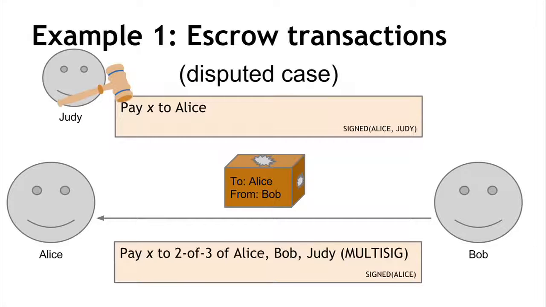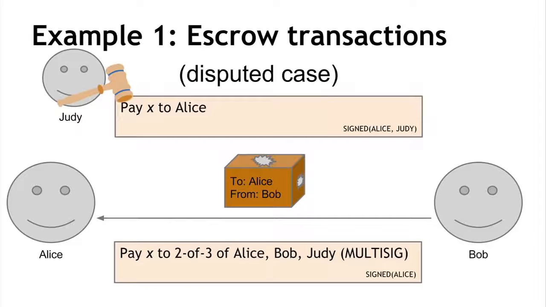Judy's going to have to decide which of these two people was honest, which one doesn't deserve the money. And if Judy decides that Bob cheated, Judy will be willing to sign a transaction along with Alice, sending the money from escrow back to Alice. So Alice and Judy can get together. That's 2 of the 3 required signatures, and Alice can get her money back.